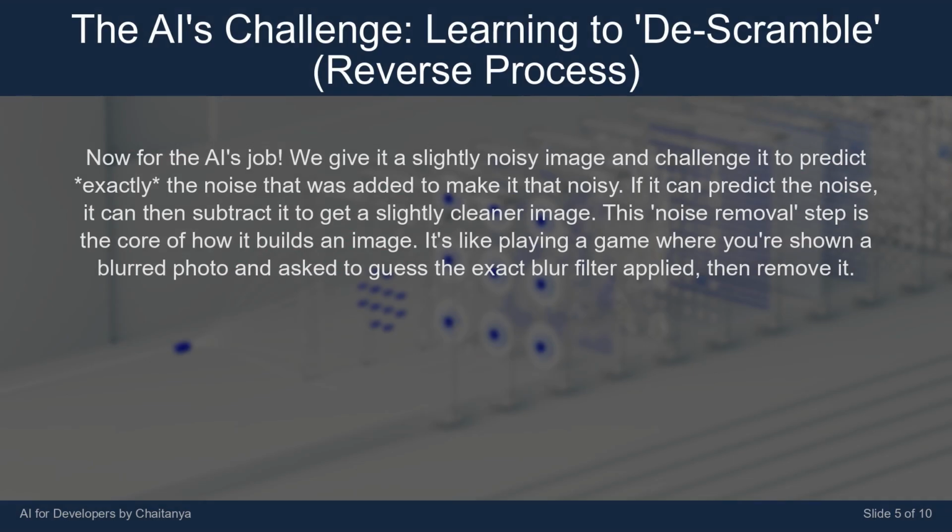Now for the AI's job. We give it a slightly noisy image and challenge it to predict exactly the noise that was added to make it that noisy. If it can predict the noise, it can then subtract it to get a slightly cleaner image. This noise removal step is the core of how it builds an image. It's like playing a game where you're shown a blurred photo and asked to guess the exact blur filter applied, then remove it.